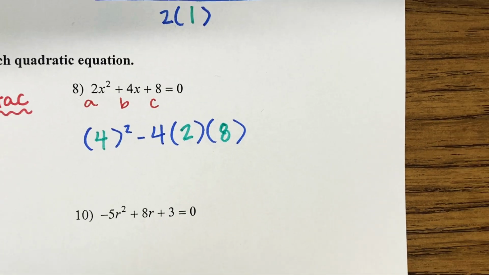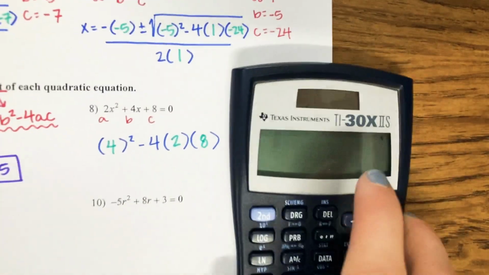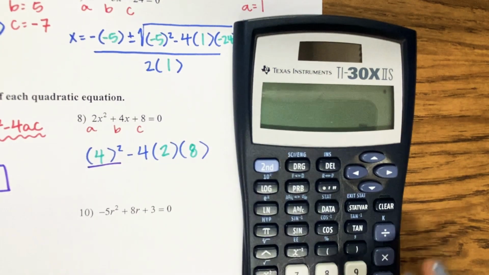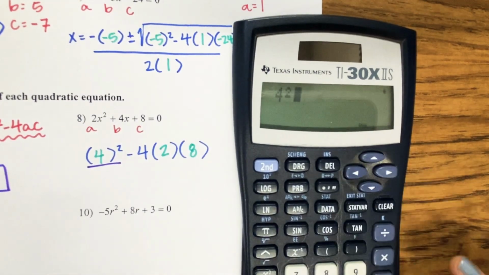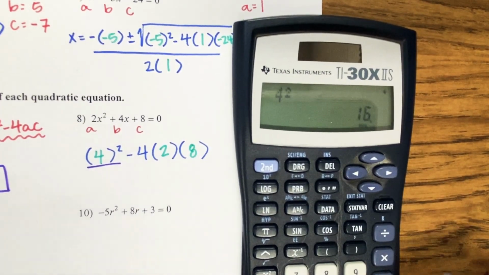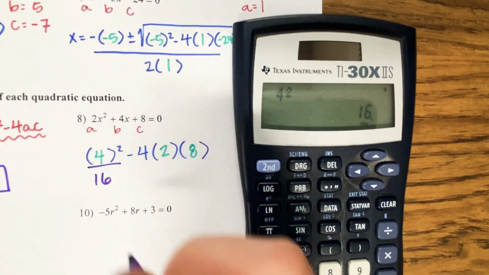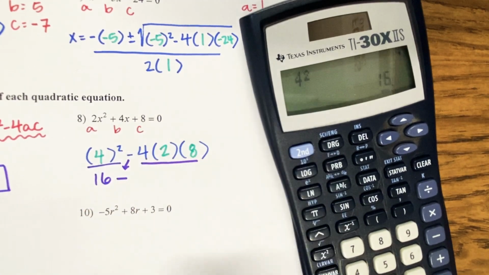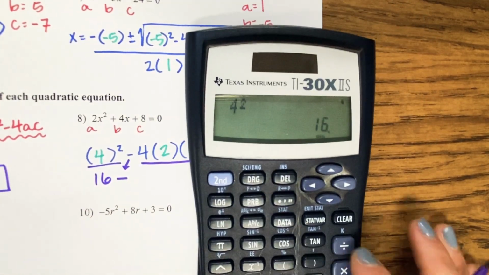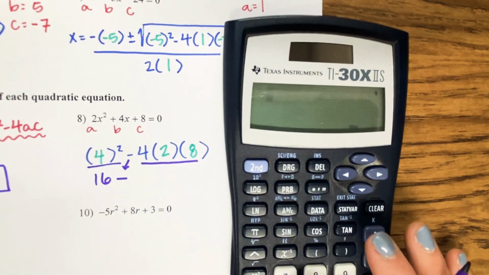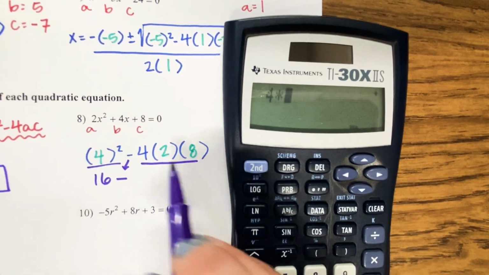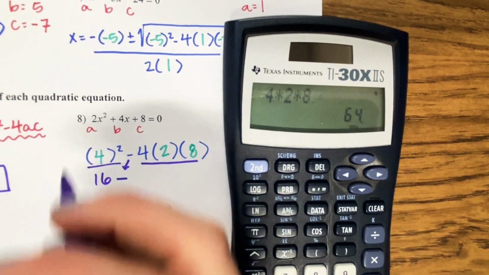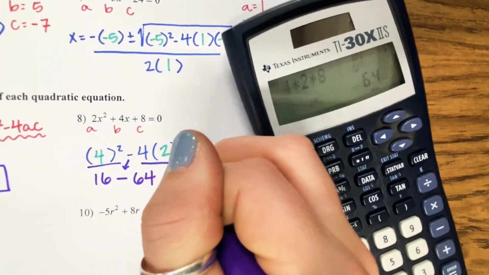Now we can use our calculator right here. The first piece I'm going to solve for is this 4 squared. So I'm just going to put 4 squared in my calculator. That's going to give me 16. We know we're going to subtract the next piece. So now in my calculator I can put 4 times 2 times 8, and that's going to give me 64.